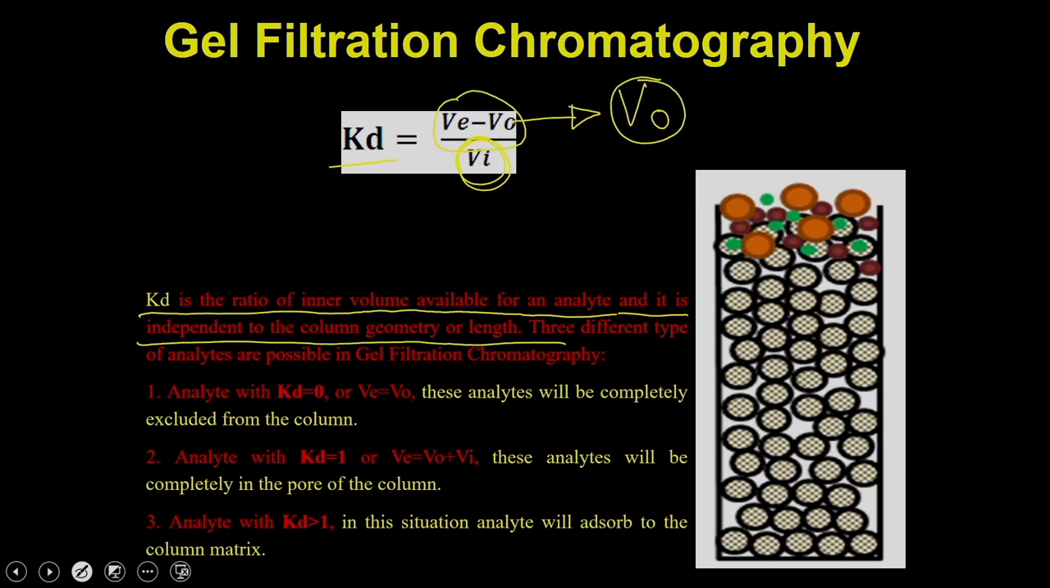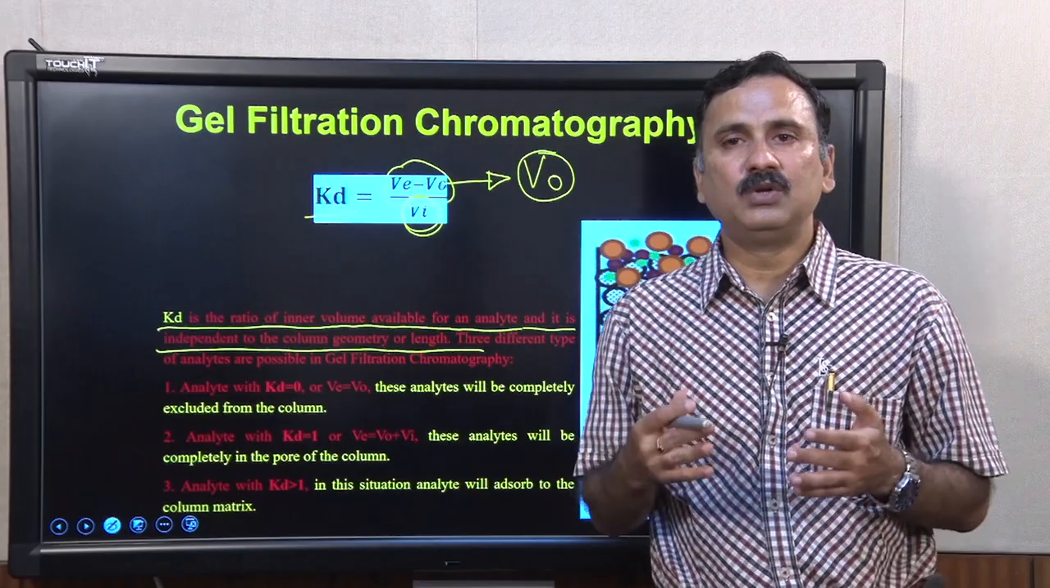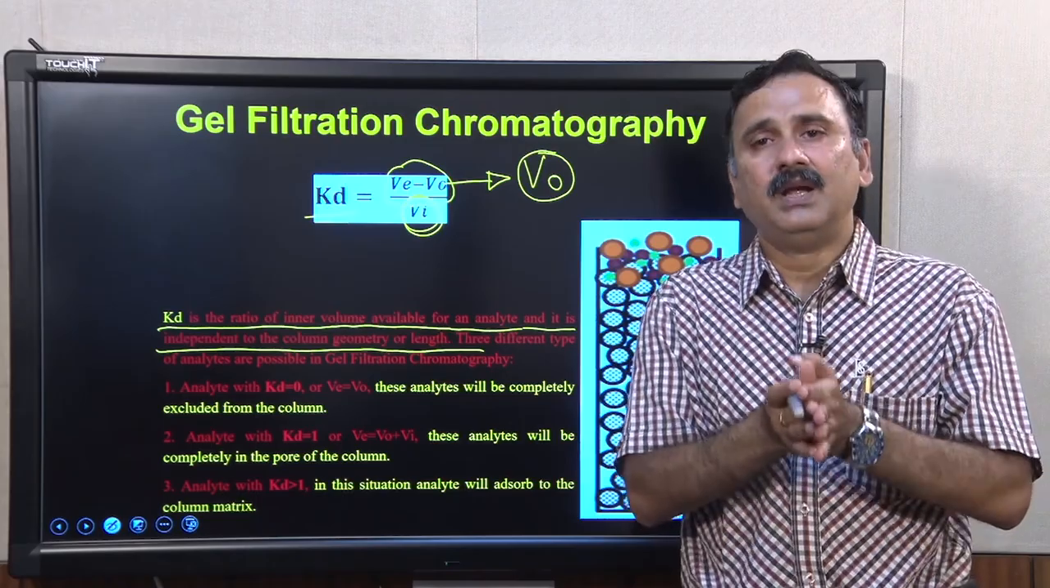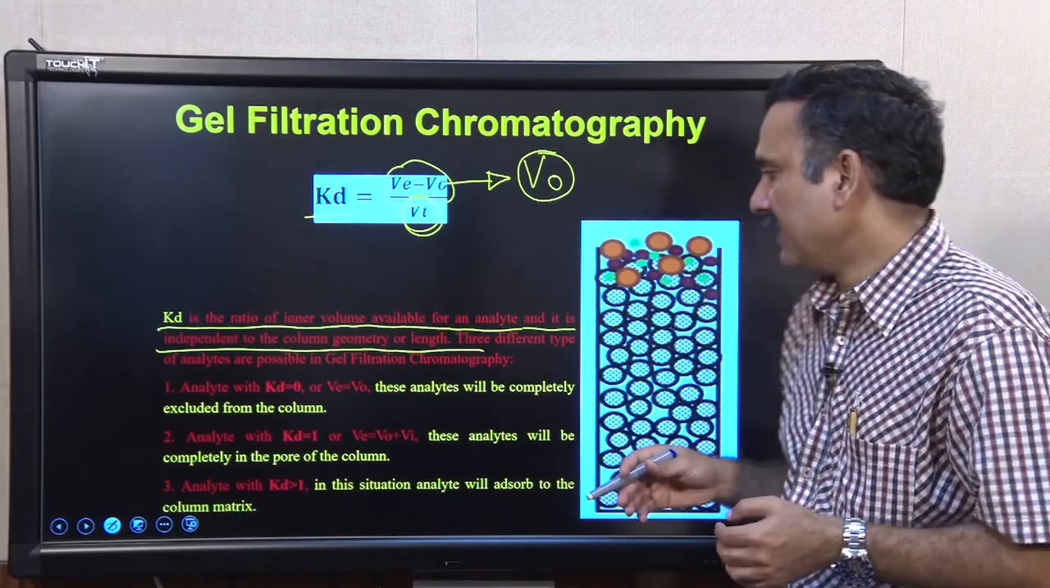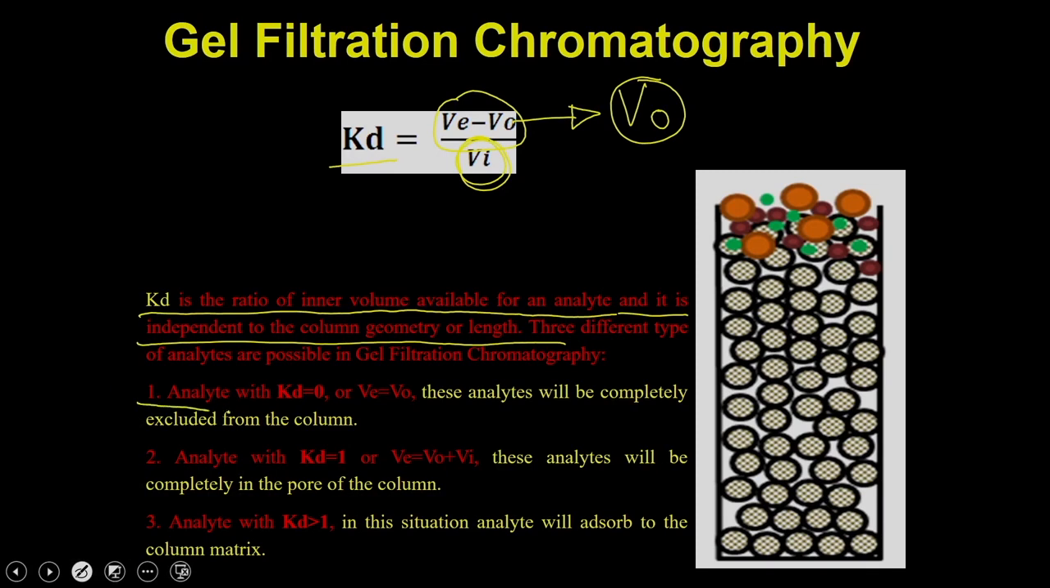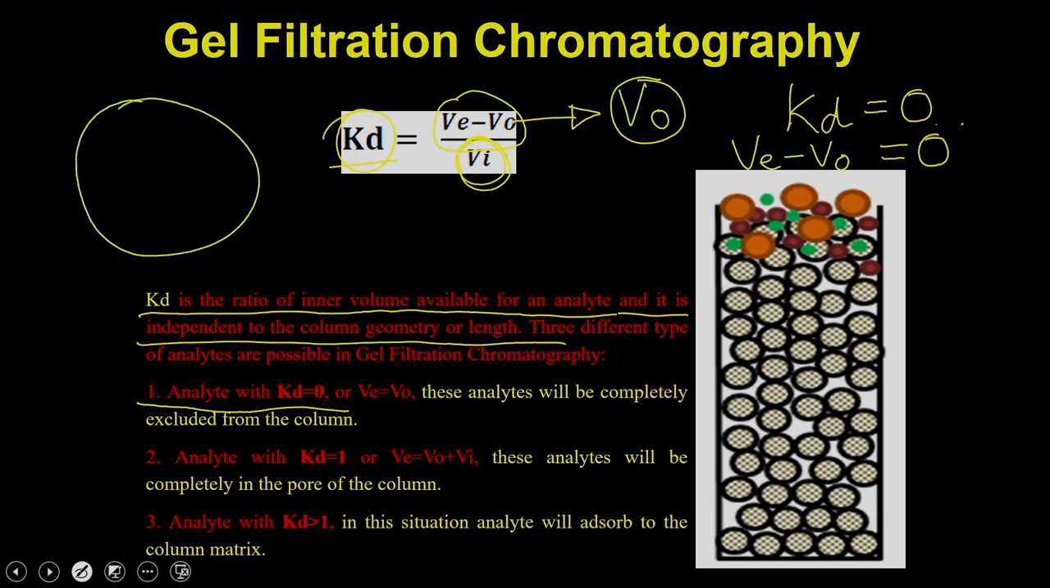Now, once you know the KD values, the molecules are going to be of three different categories depending on the KD values. Okay. Now you can have the analytes which have the KD value equal to 0. So if I put the 0 here, what will happen is that the VE minus VO is equivalent to 0. Under what conditions could you think that the VE minus VO could be equivalent to 0?